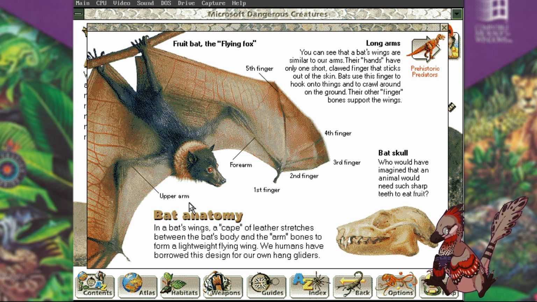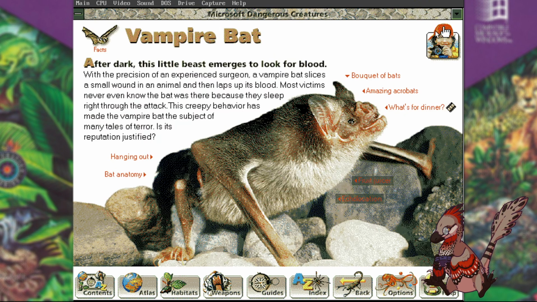In a bat's wings, a cape of leather, it's actually leather, stretches between the bat's body and the arm bones to form a lightweight flying wing. We humans have borrowed this design for our own hang gliders. Really? Okay, another thing that I did not know, that we actually borrowed this design for hang gliders, which is really cool. Hanging out. Yeah.